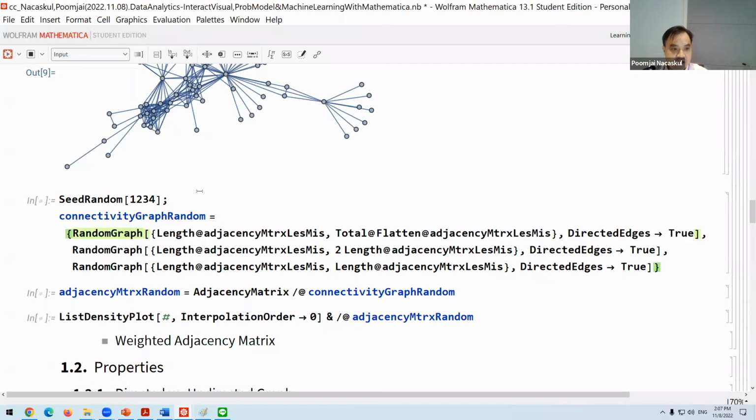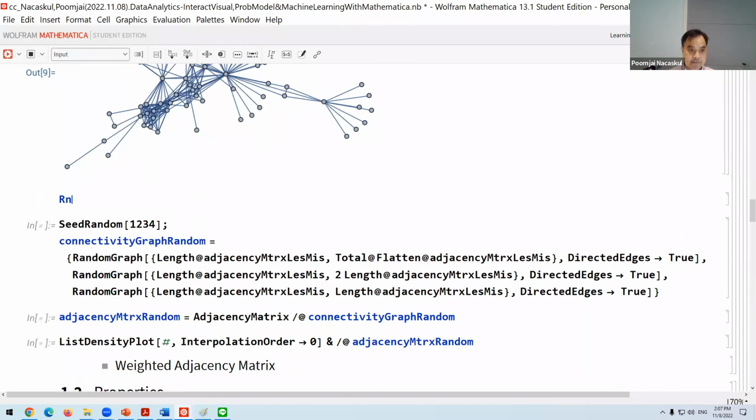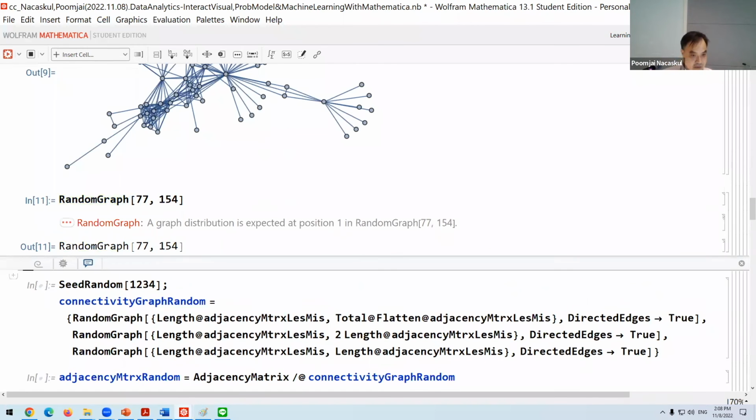So on your computer, you can just say random graph. And then how many? 77. And how many edges? 254. You can do this if you don't want to type the long line. Yeah, let's do that.